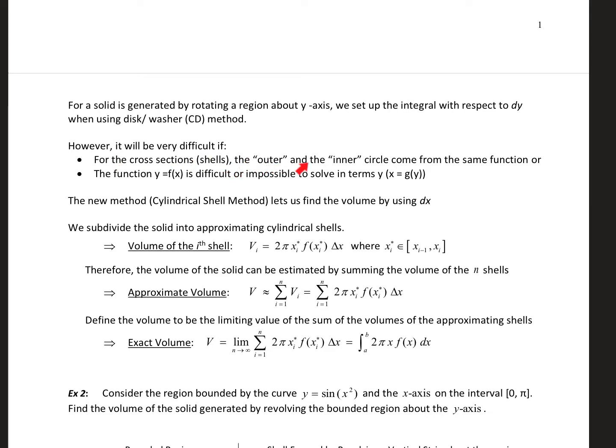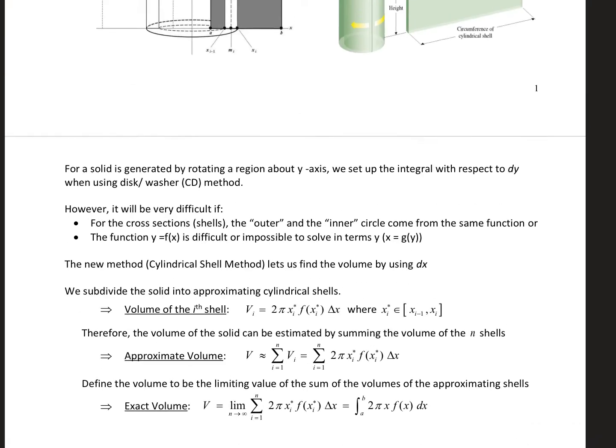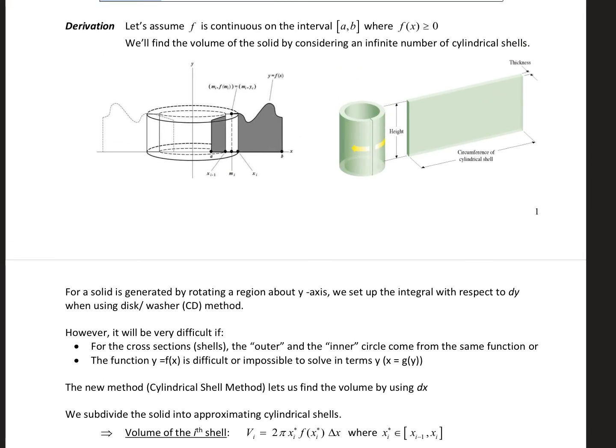For the cross-section, the outer and inner circles come from the same function. This is when we can't really do the cross-section method. So let's go back here. If I was going to do the cross-section method, it's going to be weird looking. I'm going to cut it like this. So this is going to be the inner circle and this is going to be the outer circle. The radius of the inner circle comes from this function, and the radius of the outer circle comes from this function, which is basically the same function. So it's going to be outer function minus inner function, so it's going to be 0, but I know it's not going to be 0.